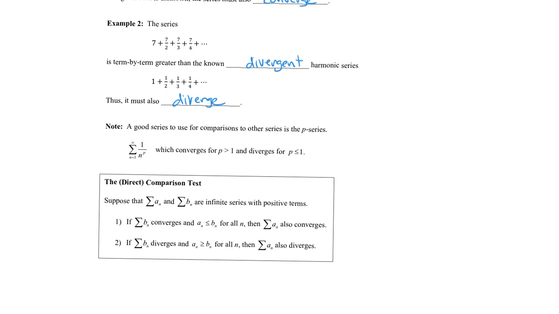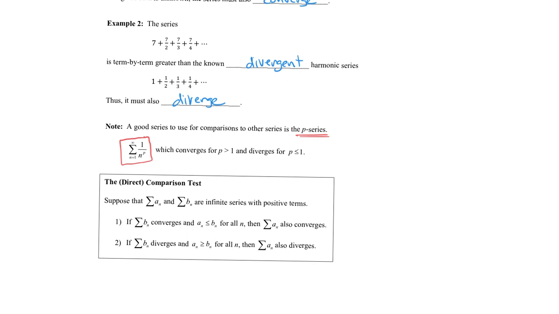Okay, so there's a couple examples where we're just doing a direct comparison. And then there's a little note here. A good series to use for comparisons to other series is the p series, right? The p series that we studied in section 11.3, which looks just like this. This one converges if p is greater than 1 and diverges if p is less than or equal to 1. So it's an easy one to use for comparisons.